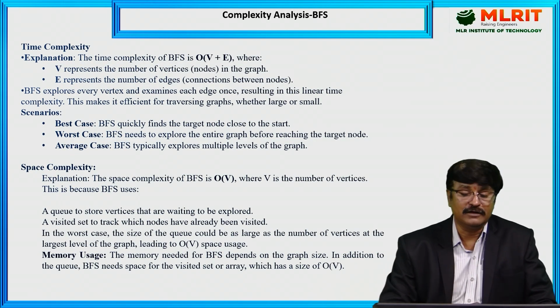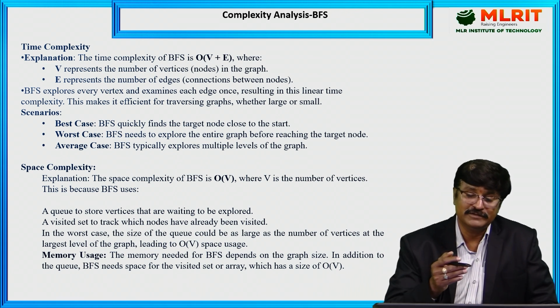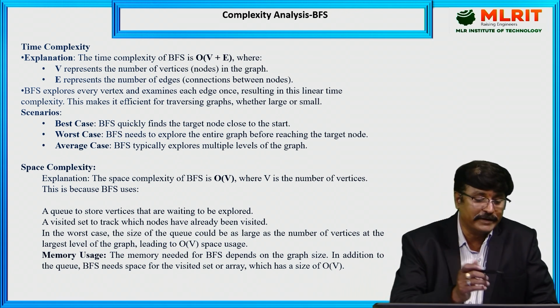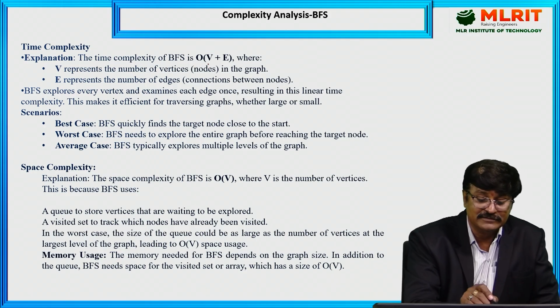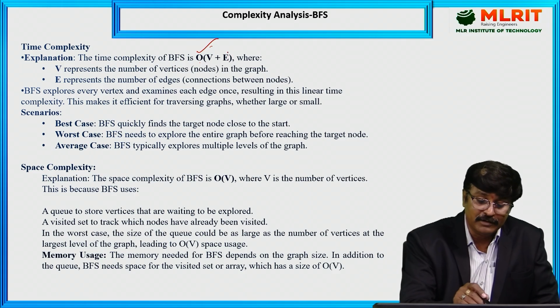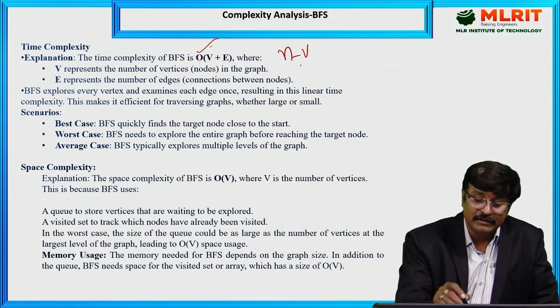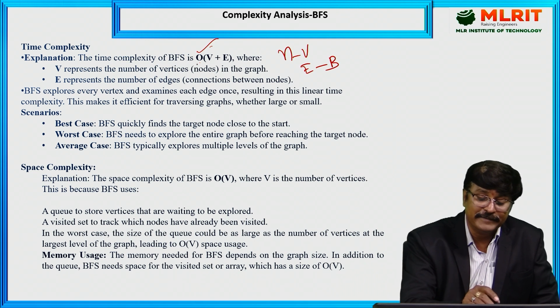Then coming to the complexity analysis: what is the time complexity, how much time it is taking, and what is the space, how much memory it is occupying. That is called complexity analysis. The time complexity in breadth first search is O(V + E), where O is the operation, V is the vertex, nothing but a node, sometimes called N, and E represents the number of edges, nothing but branches, sometimes called B. So the operation cost is V plus E, depending on the number of nodes and the number of branch connections. Based on that, the operation cost is there.